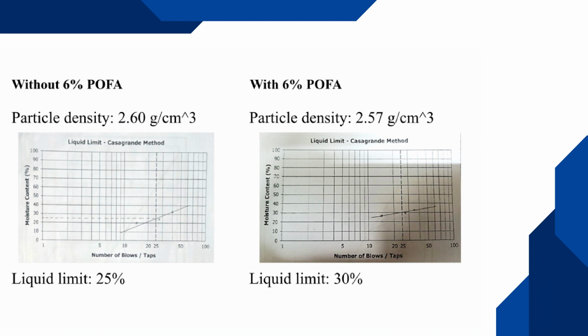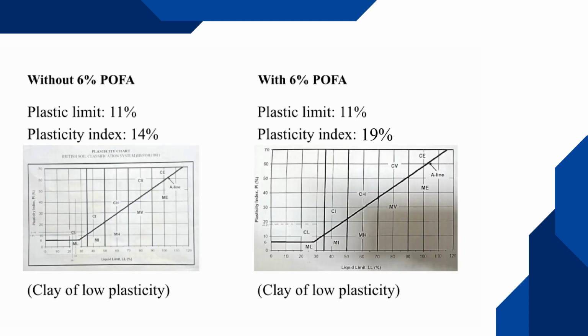From the data obtained from the test, it can be determined that the soil without 6% addition of POFA has a particle density of 2.6 grams per centimeter cubed, while the soil with the addition of 6% POFA has a particle density of 2.57 grams per centimeter cubed. It can also be seen from the graph that has been plotted that the liquid limit of the soil without 6% addition of POFA is 25%, while the soil with the addition of POFA has a liquid limit of 30%. The plastic limit obtained from both soil samples was 11%.